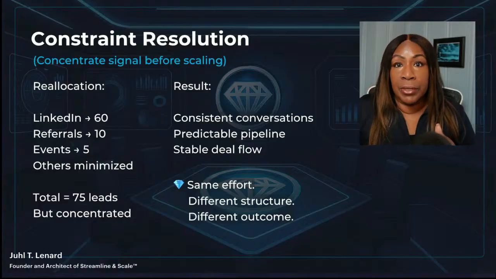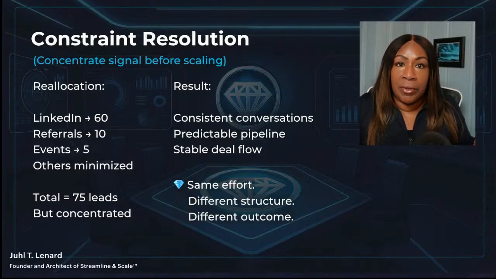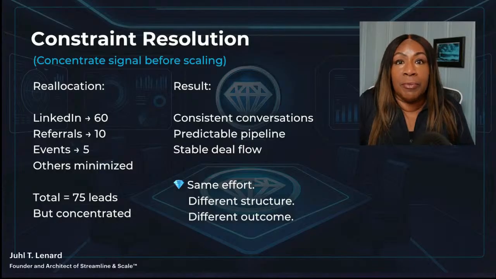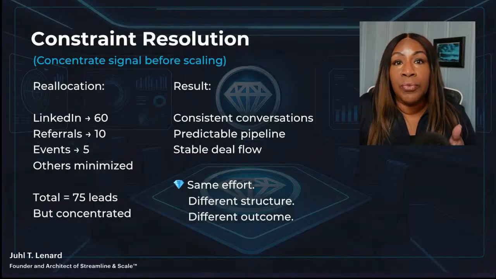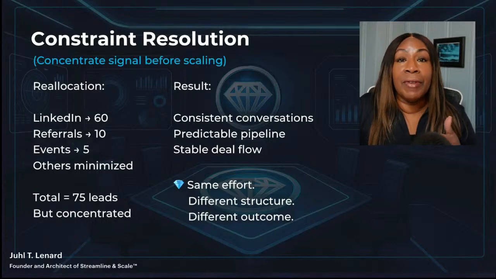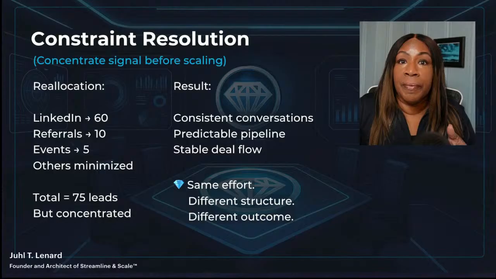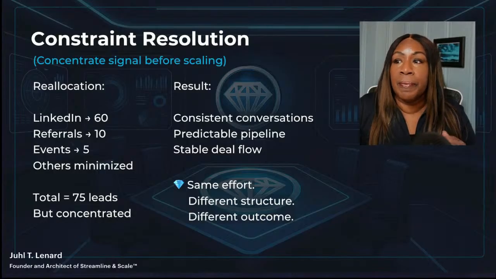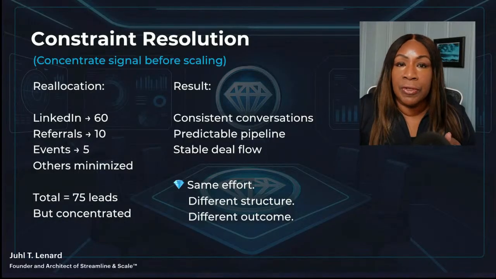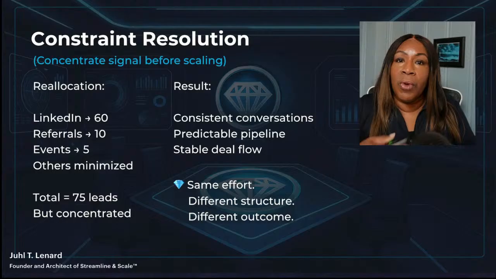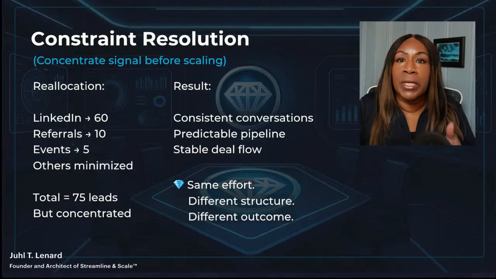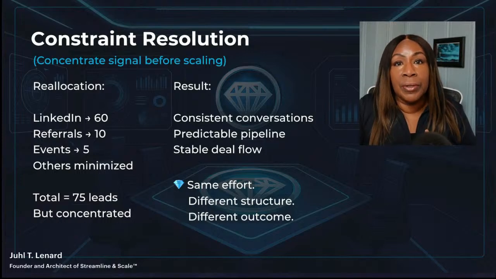Now, there's another option. When we concentrate the signal, what happens before scaling? So the reallocation is now they get 60 leads from LinkedIn, 10 from referrals, and 5 from events. 75 total, less than was generated with the increased activity, but still above the 70 needed for those 6 deals. So the result is now there's consistent conversations flowing. Now there's predictable pipeline and stable deal flow because they're coming from one location. Signal is concentrated, right? Same effort, different structure, different outcome.